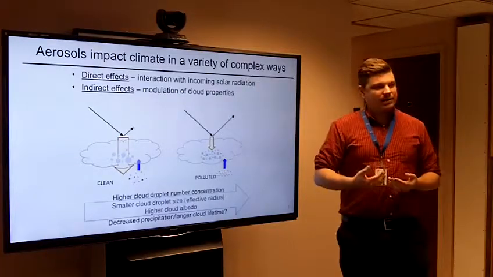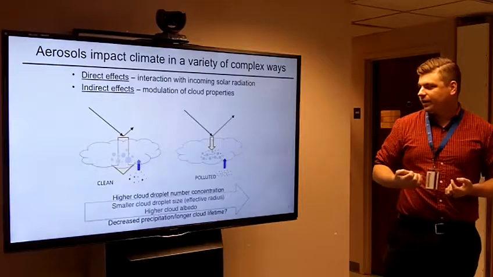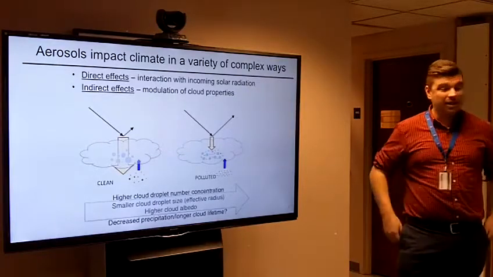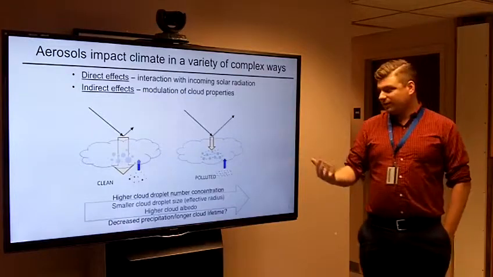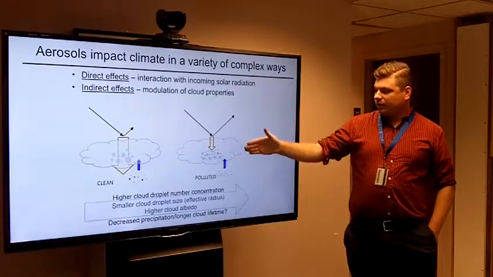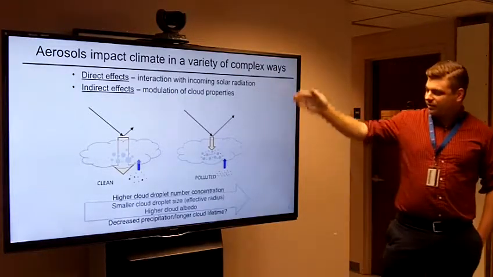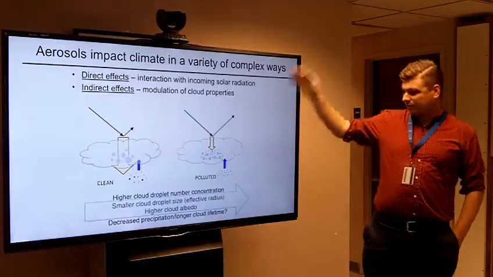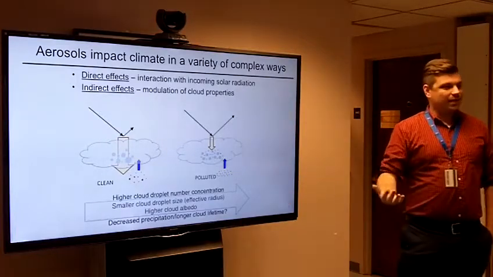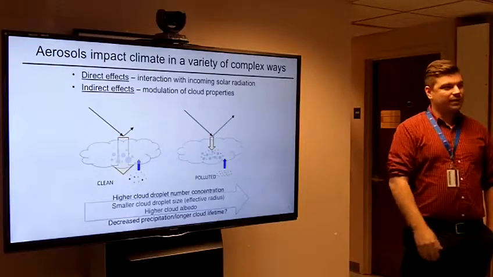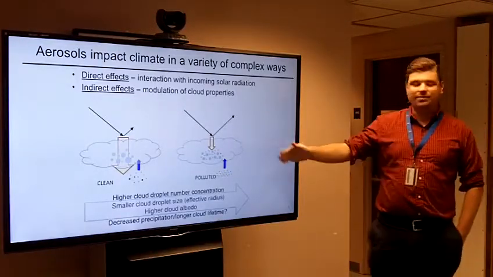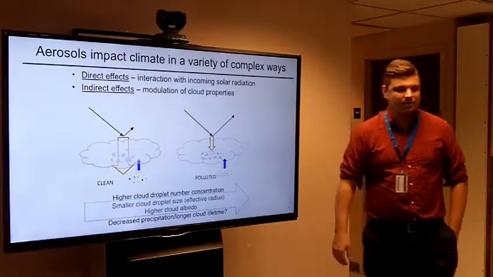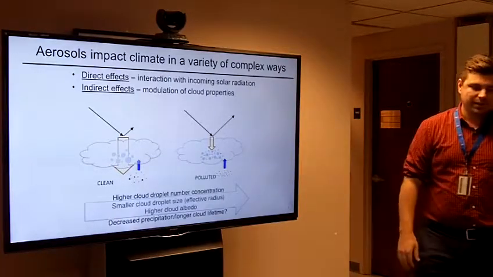This smaller cloud droplet size leads to a higher surface area of the cloud and therefore a higher albedo of the cloud. So basically the brightness of the cloud is increased. When incoming solar radiation comes in, less of it gets through the cloud, more of it is reflected back. This is called the cloud brightness effect, or the first indirect effect, and it exerts mostly a cooling influence on the climate, as you can imagine, with more solar radiation being bounced back to space.